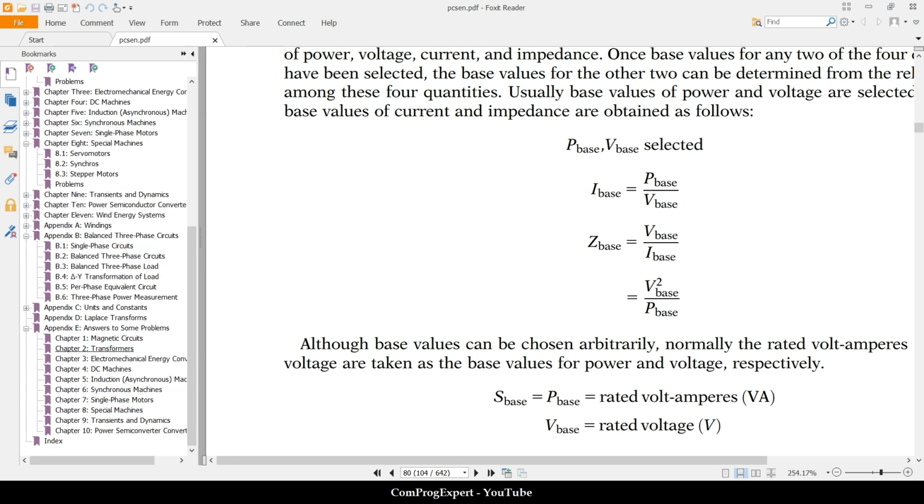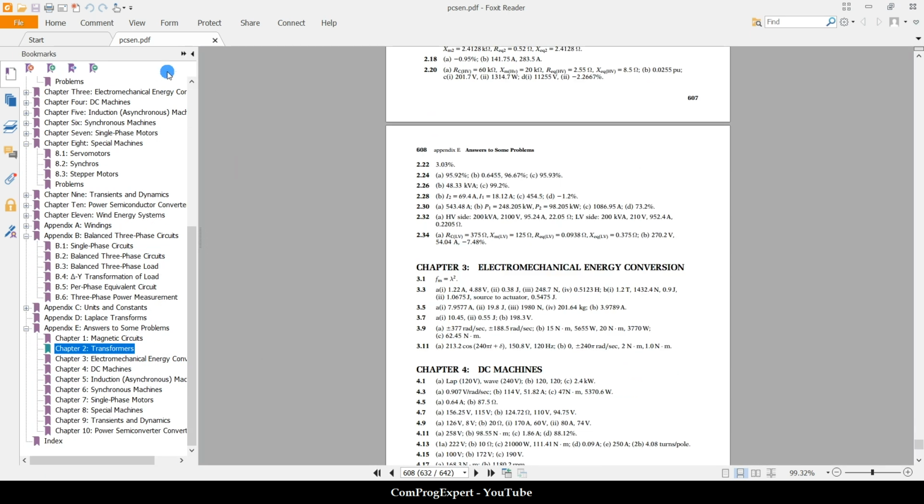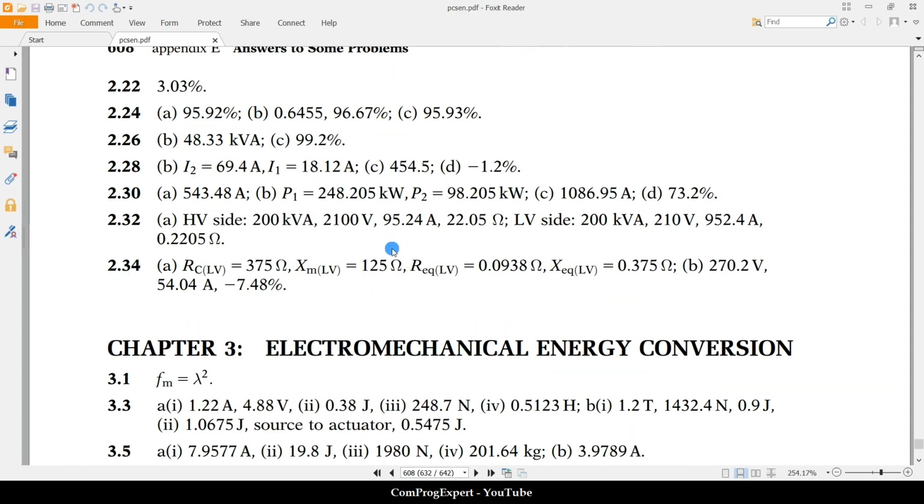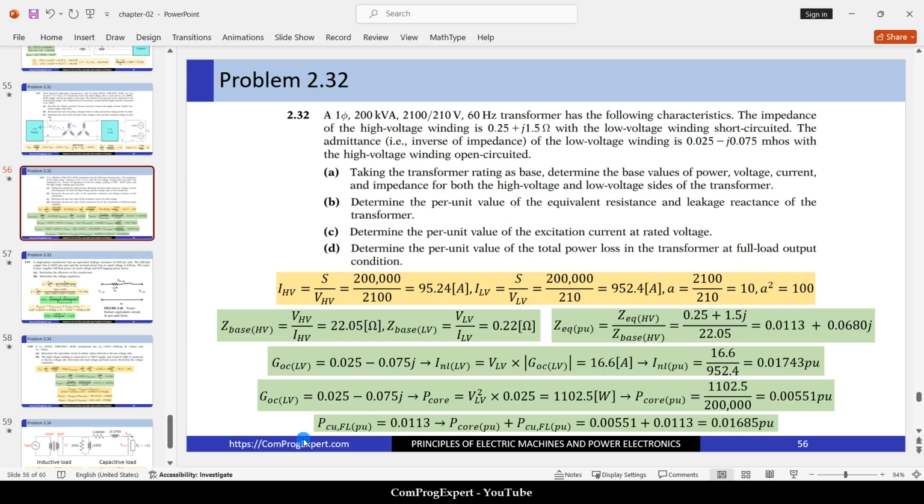So let's check the numbers. We have the solution of the part A here. The base value of the apparent power, voltage, the current, and this is the base impedance. Also, we have these base values for the low voltage side. Only the solution of the part A is given here.